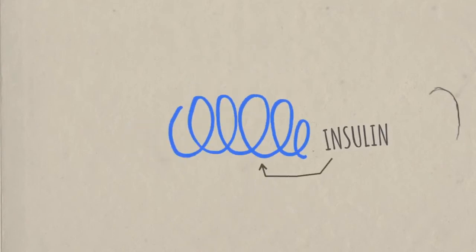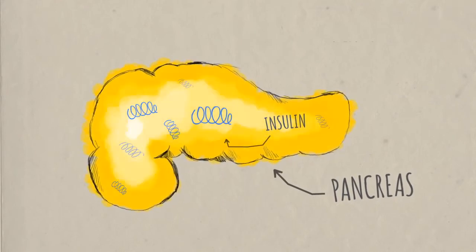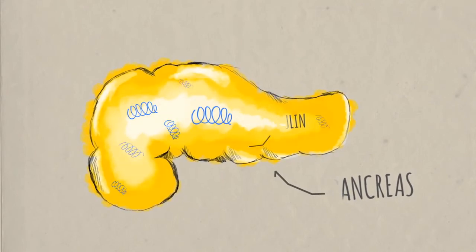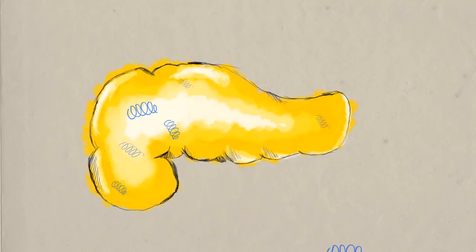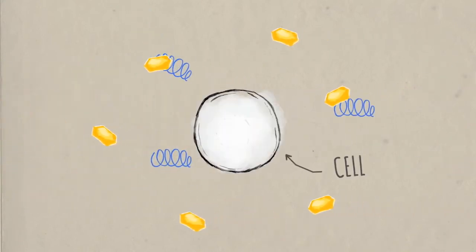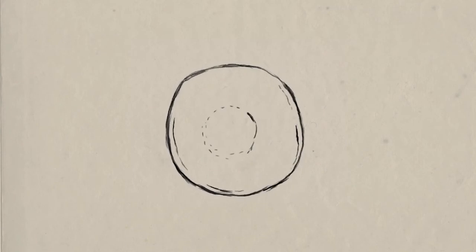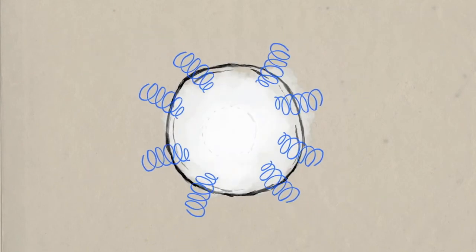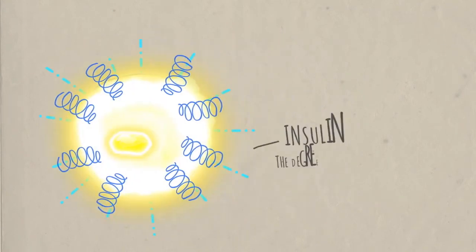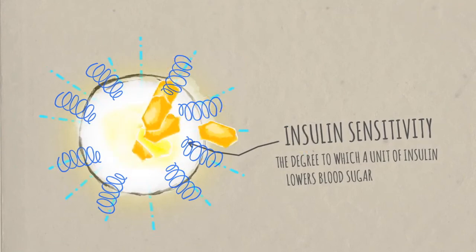Insulin, a hormone synthesized in the pancreas, is one of the body's main tools for sugar management. When you eat and your blood sugar rises, insulin is secreted into the blood. It prompts your muscle and fat cells to let glucose in and jumpstarts the conversion of sugar to energy. The degree to which a unit of insulin lowers the blood sugar helps us understand something called insulin sensitivity. The more a given unit of insulin lowers blood sugar, the more sensitive you are to insulin.